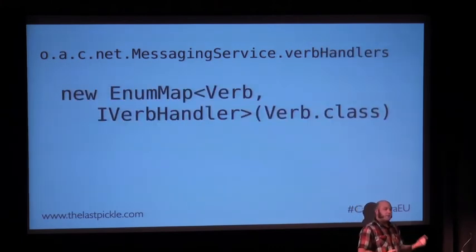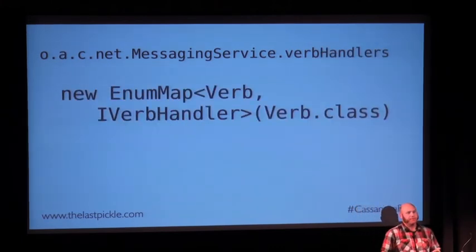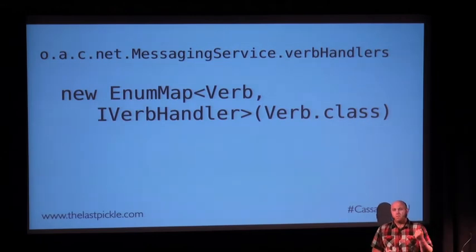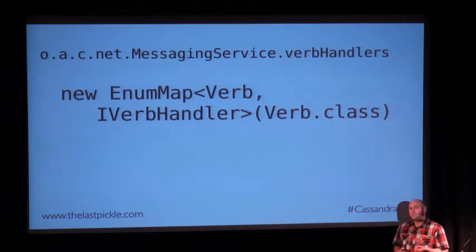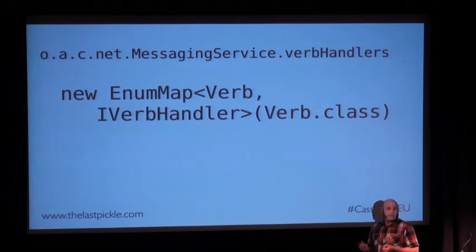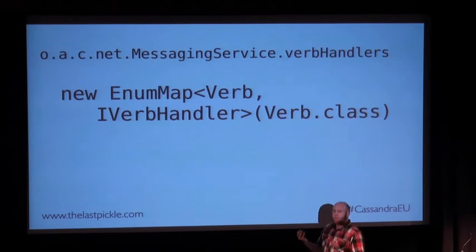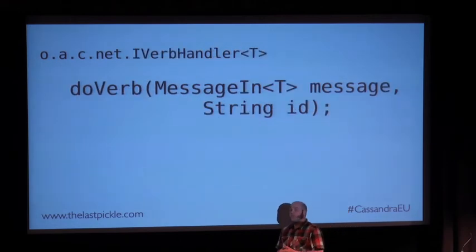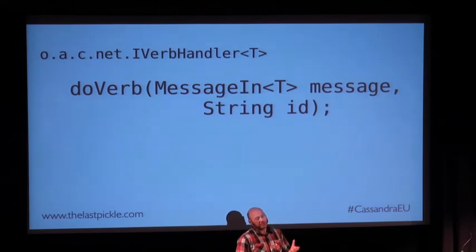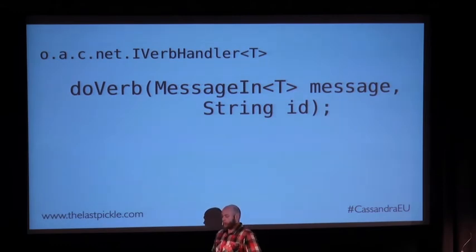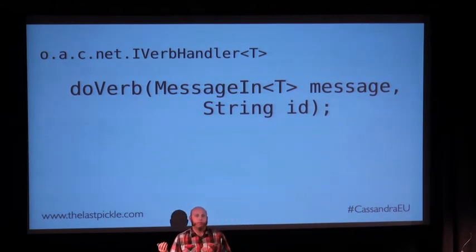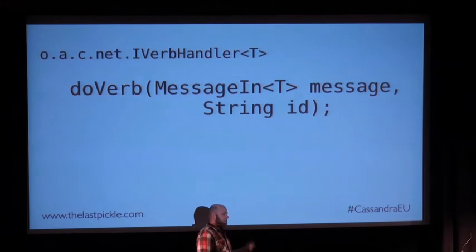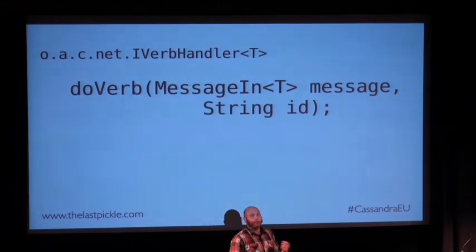Now the messaging service has no idea what to do with these things. It's completely dumb. All it knows to do is deliver verbs to something that implements IVerbHandler. So there's a map of verbs to the verb handler. And the verb handler interface is very simple, it just says doVerb. So now the messaging service is completely dumb. All it knows is that I've got the mutation verb and I can get to a verb handler to run it. So we've got an object, but we also need a thread to run on.